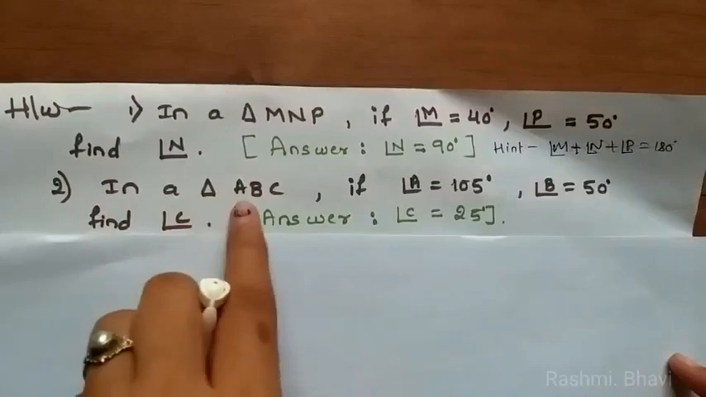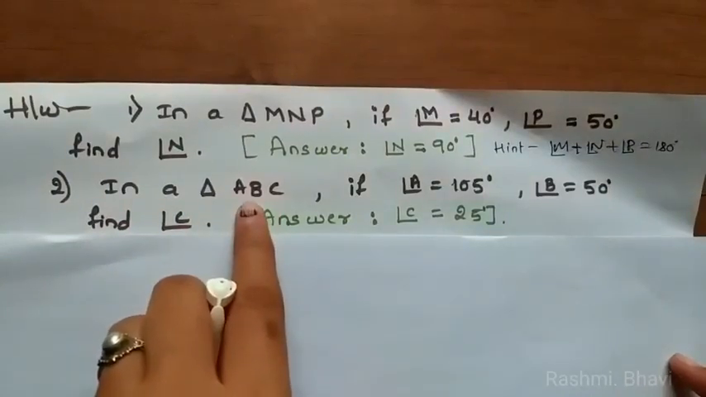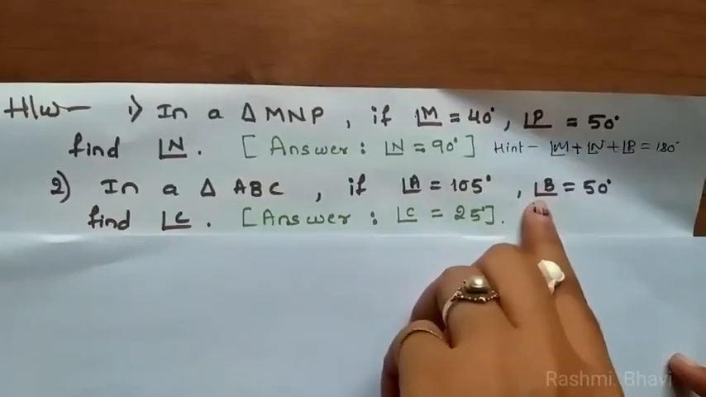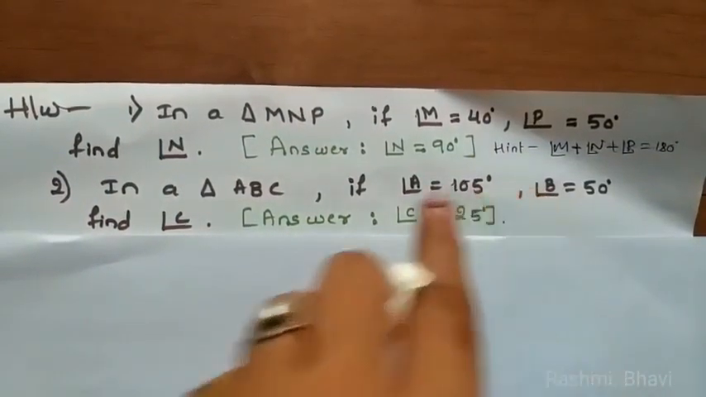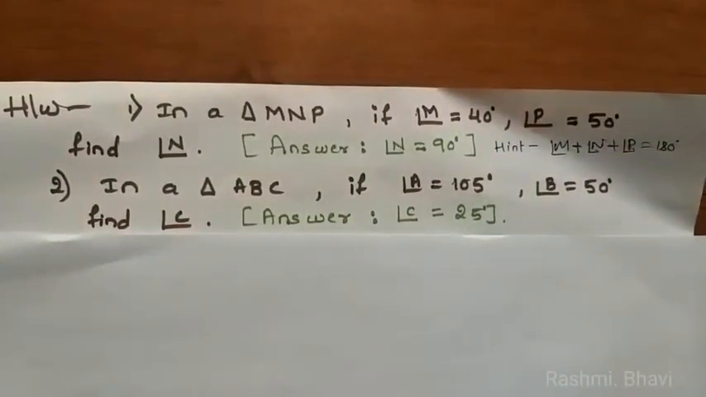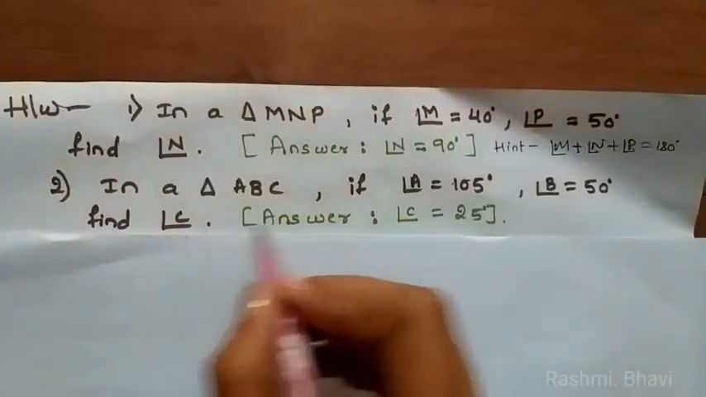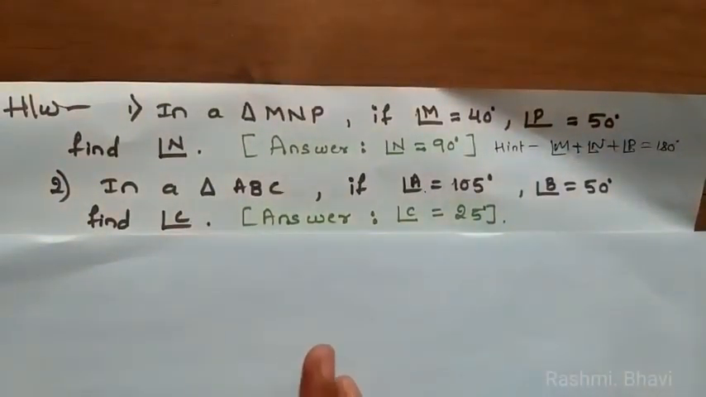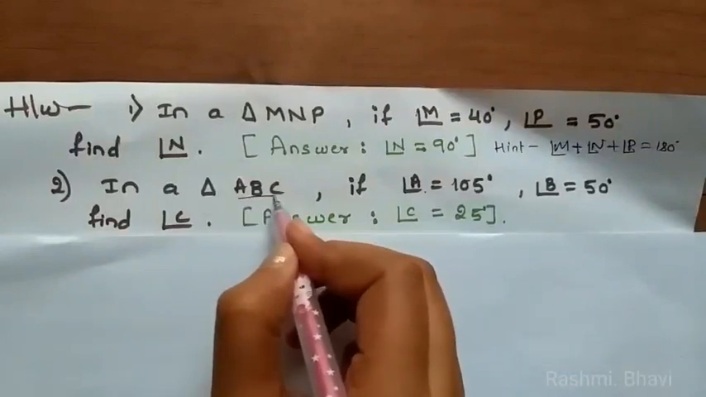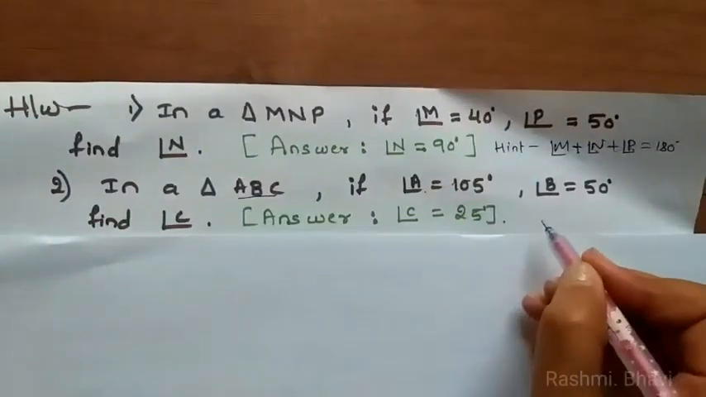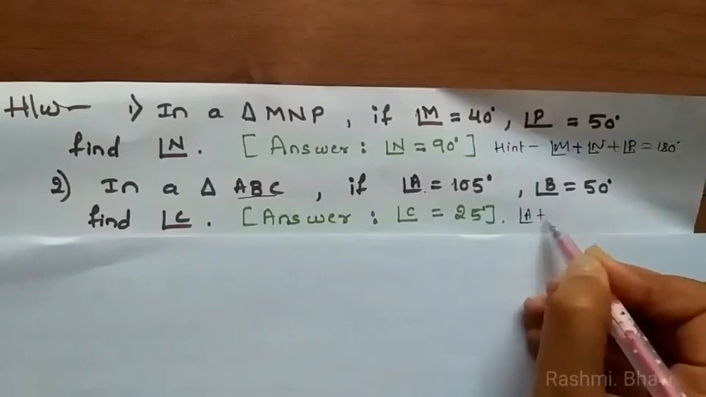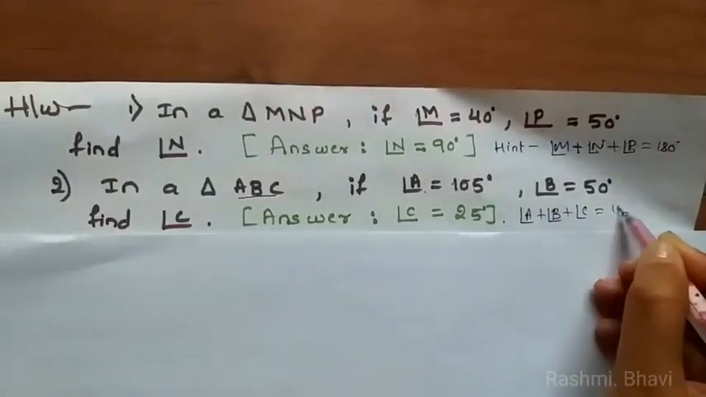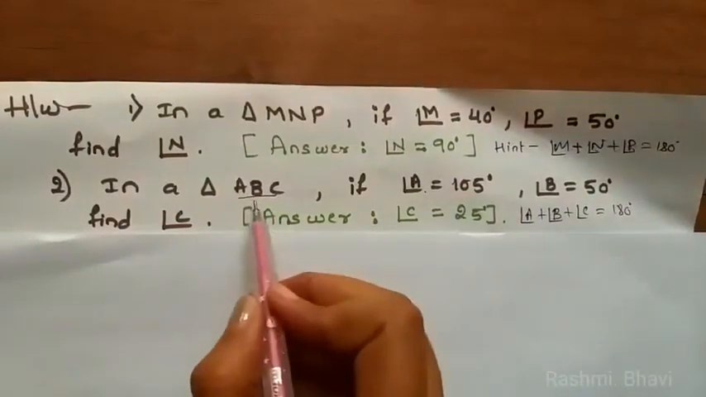In a triangle ABC, here the triangle name is ABC. Angle A is equal to 105 degrees. Angle B is equal to 50 degrees and angle C we have to find. Angle A and angle B are given, we have to find the angle C. Here the triangle name is ABC. Then how to write the formula? Angle A plus angle B plus angle C is equal to how much? 180 degrees.